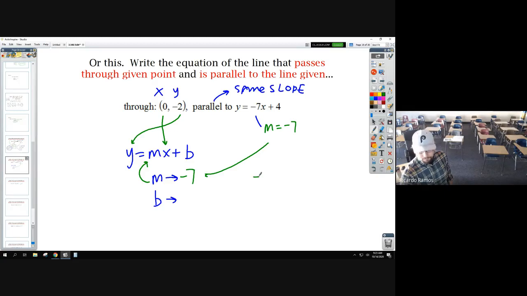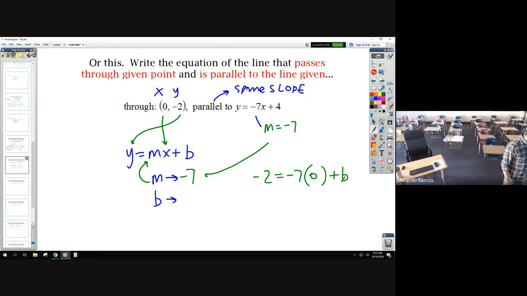So the y, -2, equal to the slope, -7, times the x, 0, plus b. Okay. What part, Mayalene? Keep following along here, okay? Notice I plugged in everything right now. Well, -7 times 0, that's just straight up 0. And 0 plus b just leaves us with b. Yeah, so b is -2.